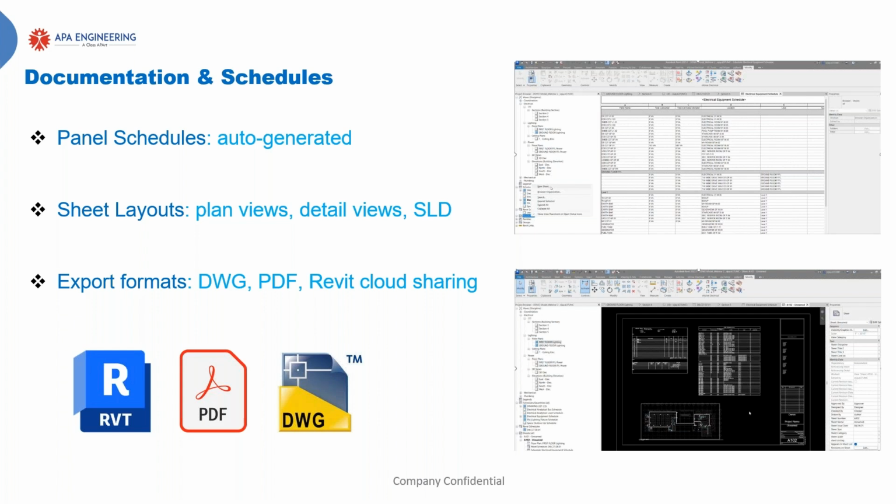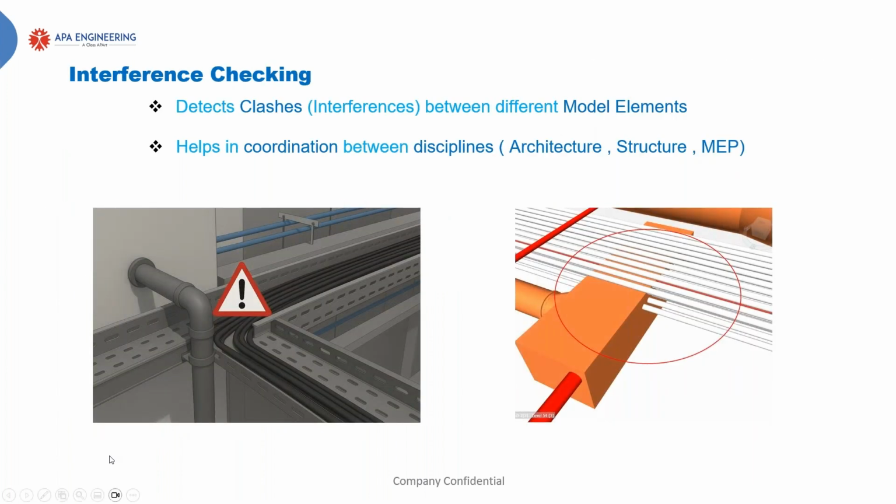So plan view we are done. Detail view we can do. The SLD also, it's a drafting, we can do it. And among the formats, we see in the export options like DWG or PDF, or if you are going to send a Revit model, we can do it with the cloud system. So moving to the next slide.